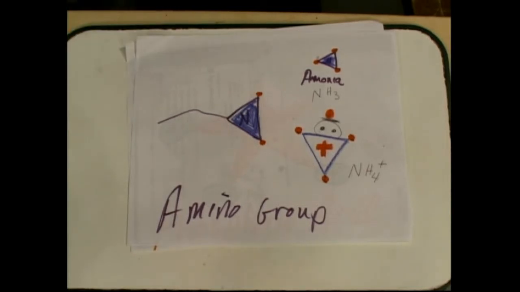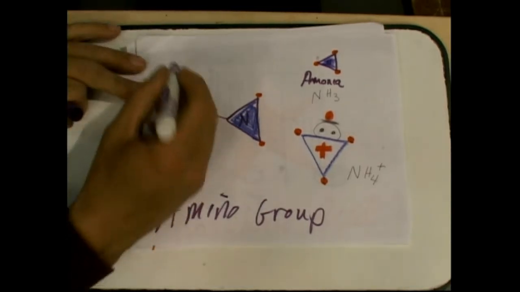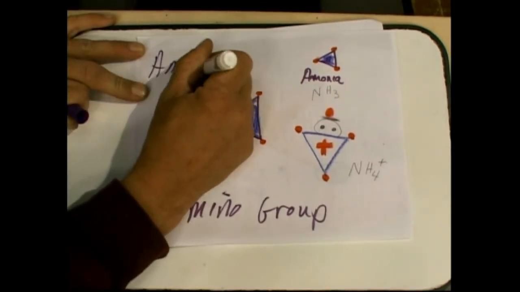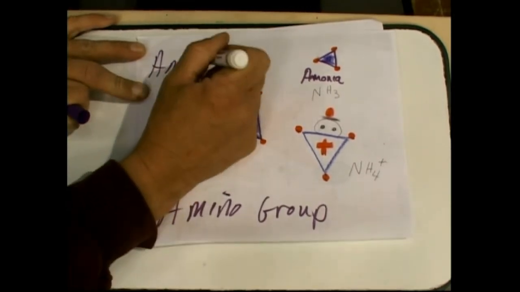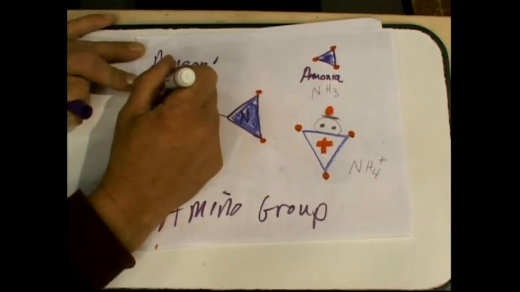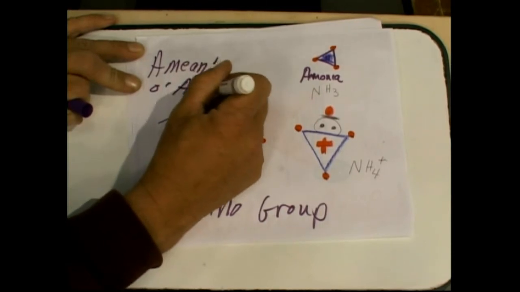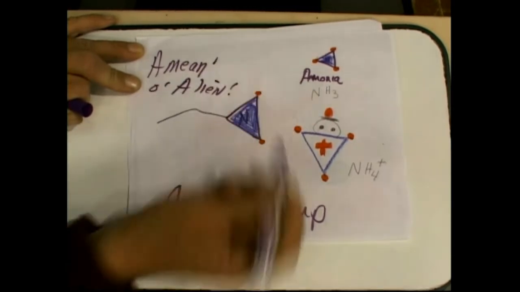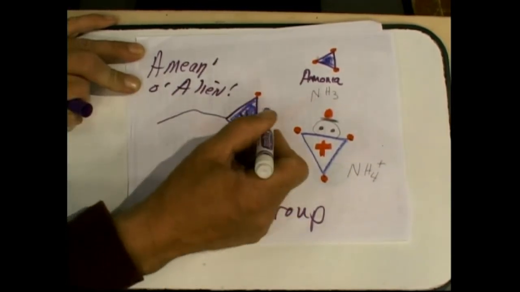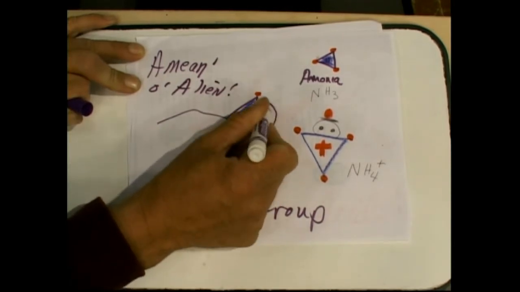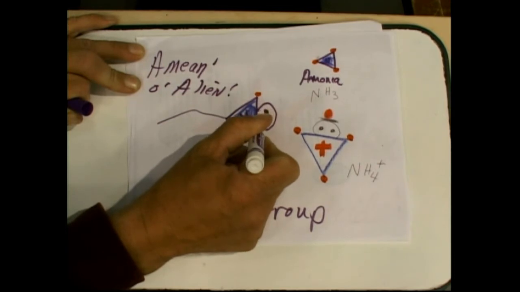Amino alien. There he is. We're going to make him mean. How about that? A mean alien. Make him grumpy.